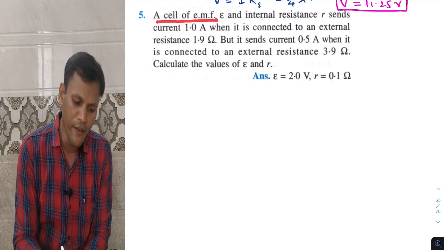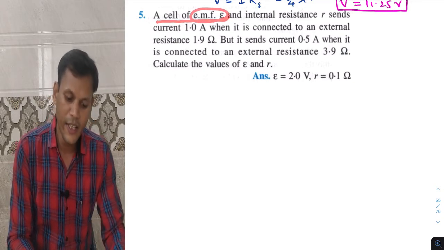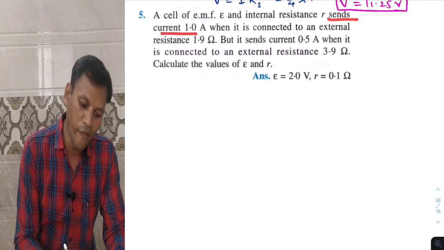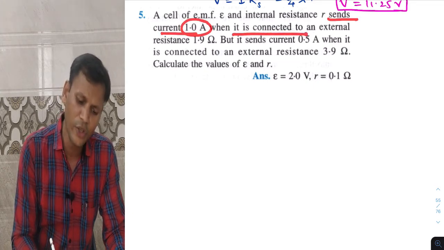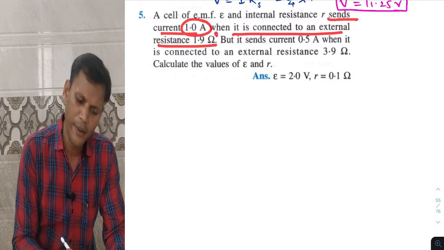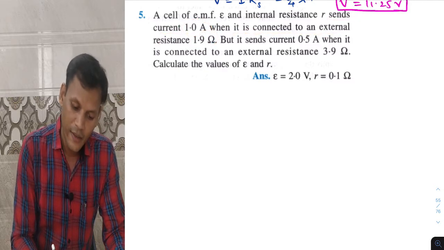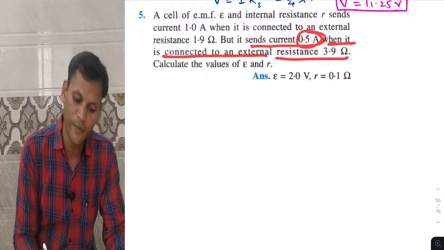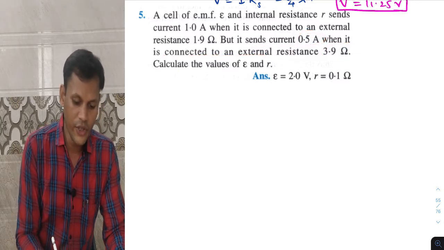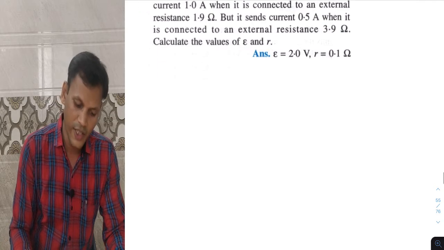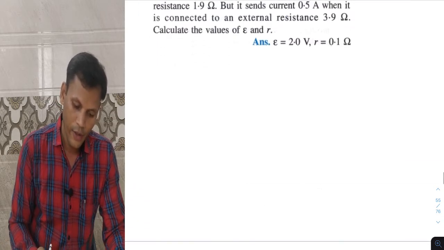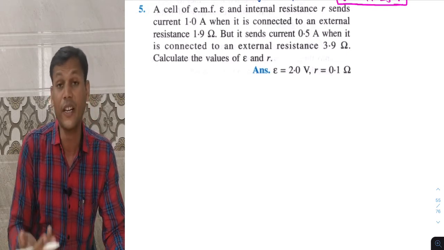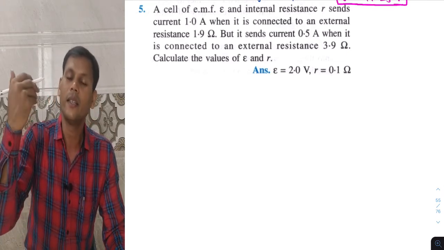A cell of EMF E and internal resistance small r sends a current of 1 ampere when it is connected to an external resistance capital R, but it sends a current of 0.5 ampere when it is connected to an external resistance of 3.9 ohm. So calculate E and r. Now this is a really challenging sum. For this I will choose the two different conditions, because two different conditions are already given.